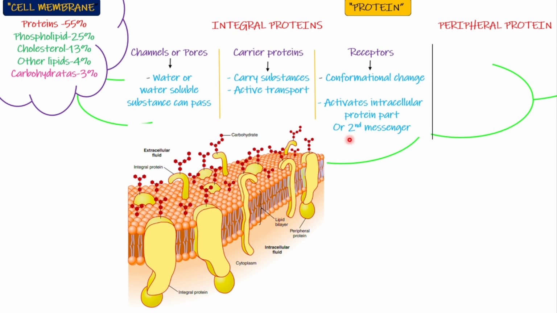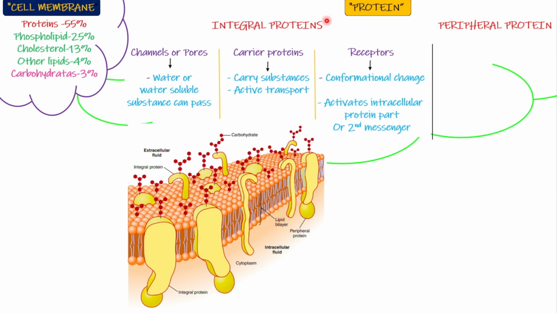Okay, and the second one is the famous second messenger system. When they're acting as receptors, something is attached to them on the outside, the inside of them will activate the second messenger system. So by this way, integral proteins can act as, number one, the channels or pores for water and water soluble substances, the carrier proteins for active transport, and they can also act as receptors by conformational change, by activating intracellular protein part, and by second messenger system activation.